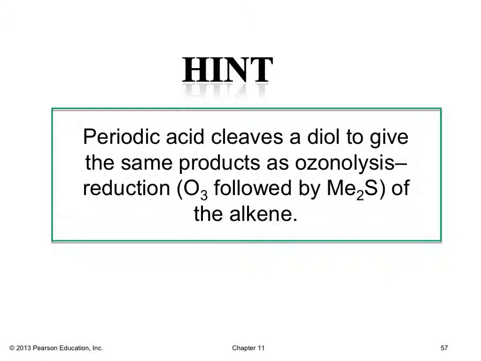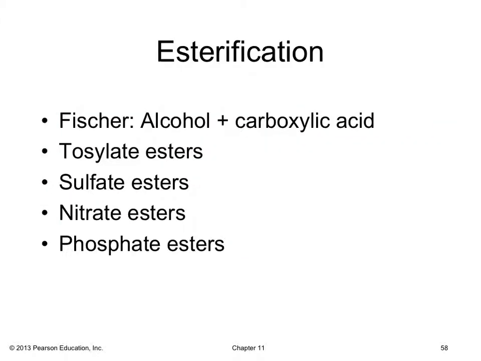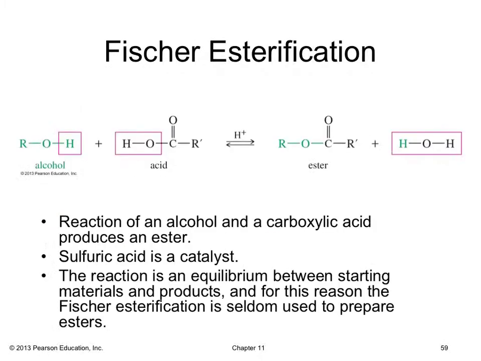Important thing to note, periodic acid cleaves a diol to give the same products of ozonolysis, which I've talked about. Esterification. So there's Fischer esterification, in which you take an alcohol and carboxylic acid. You can use tosylate esters, sulfate esters, nitrate esters, as well as phosphate esters. In terms of Fischer esterification, your alcohol essentially reacts with an acid to form the ester and water.